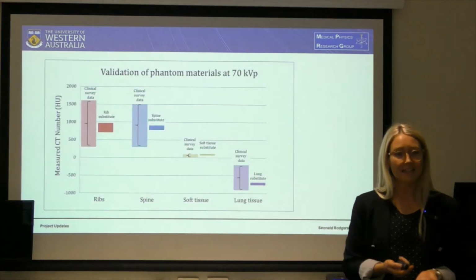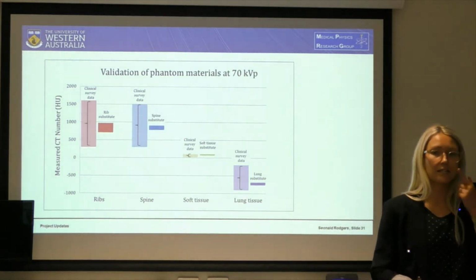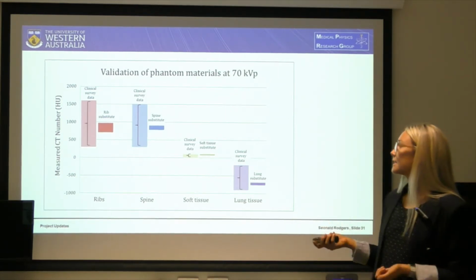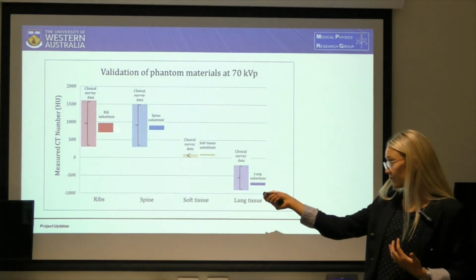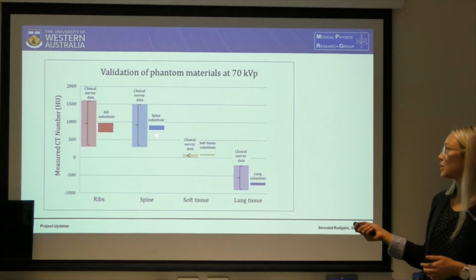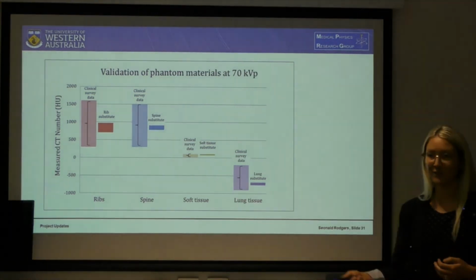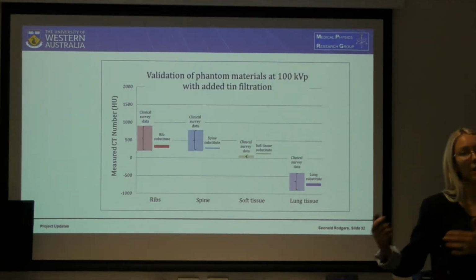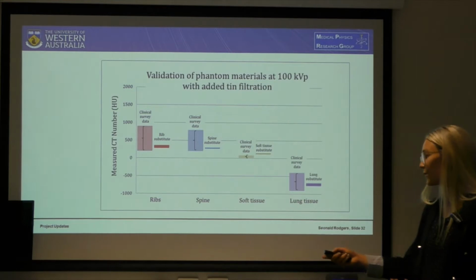All right, so for the validation of the Phantom materials, what I did was I scanned the Phantom at many different energies, but particularly looking at the 70 kVp, because it's most appropriate for paediatrics. You can see here the measured Hounsfield units in the actual tissue materials compared to the data that I found in the clinical survey. So you can see for each tissue substitute material, the Phantom material falls within the range observed clinically in paediatric patients. So this was also important to perform the validation at the 100 kVp with added tin filtration, because that's what my Phantom was supposed to do, was to compare the two.